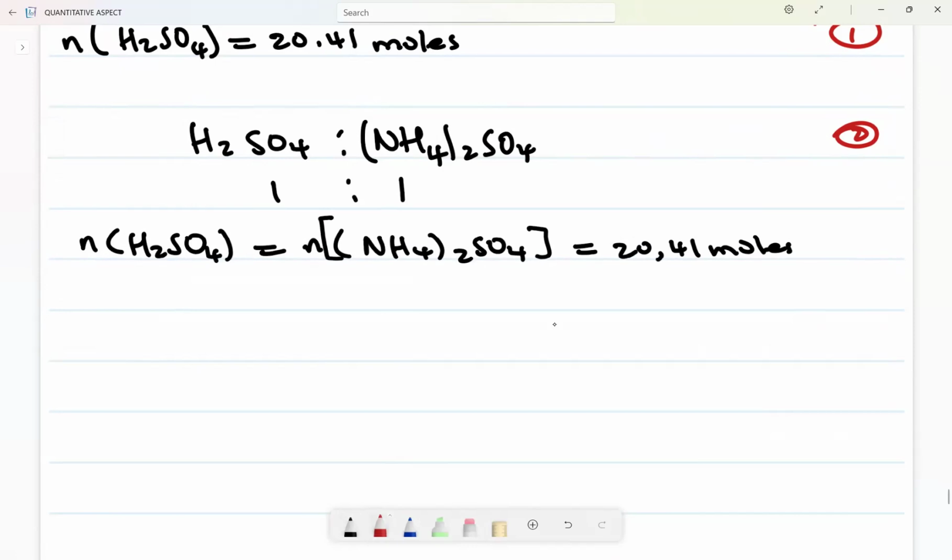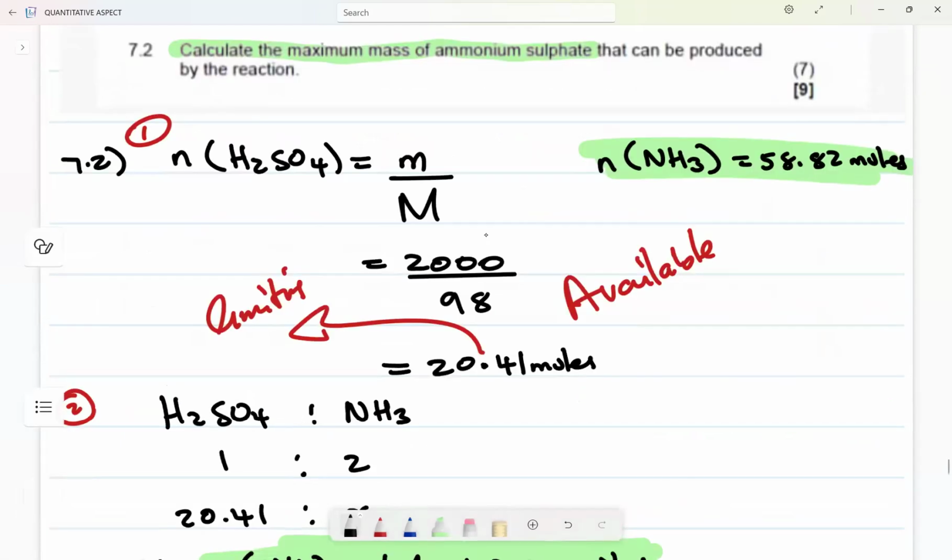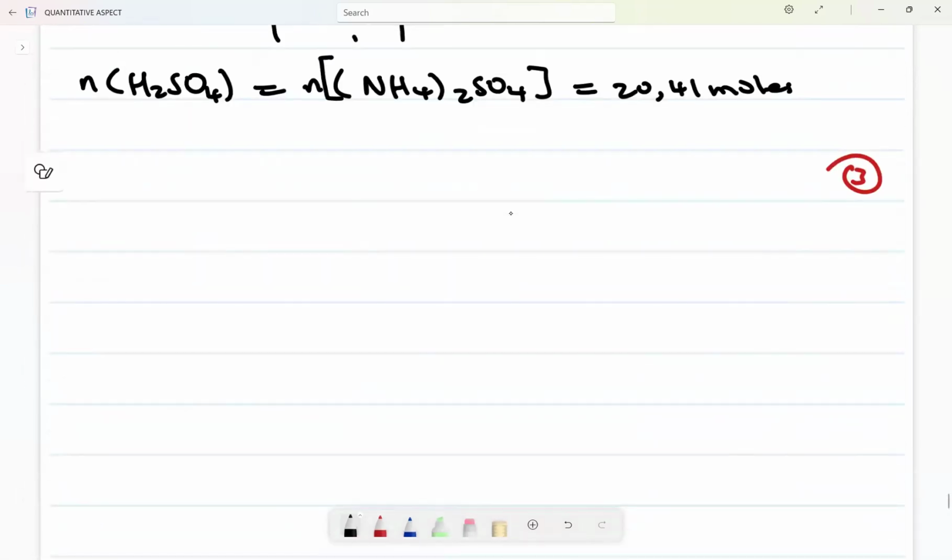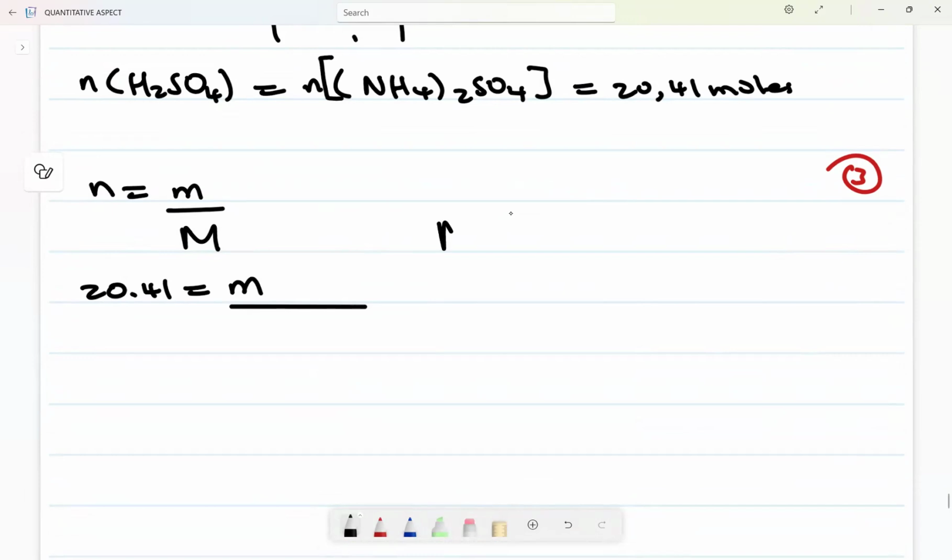Then I'm going to do step 3. Step 3, they want what? The maximum mass. Okay, do not be intimidated by the word maximum, it is still the same. The number of moles is equal to mass divided by molar mass, like that. What is the number of moles? It is 20,41. Mass is what I'm looking for. What is the molar mass of (NH4)2SO4? Okay, let's look at that.